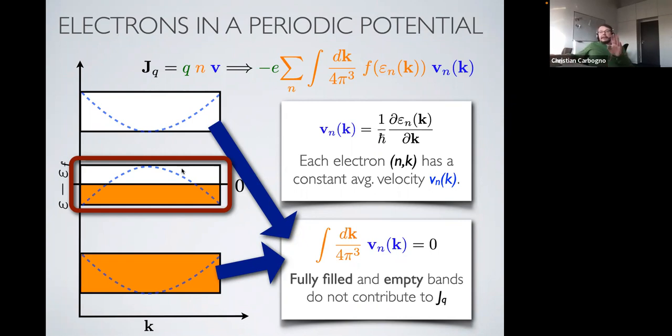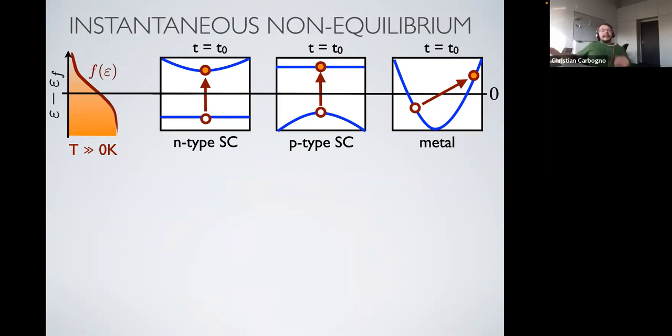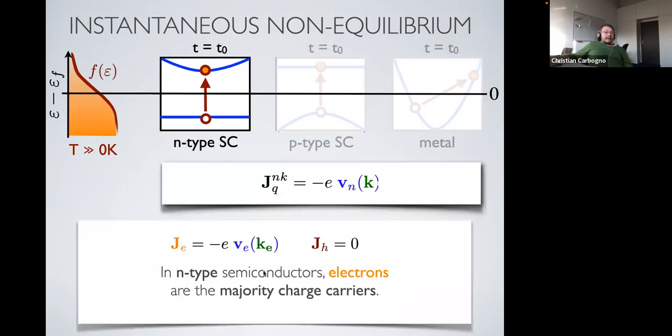And here we typically disentangle three different kinds of situations. We can have so-called n-type semiconductors. This means that here the electrons are the main charge carriers. It's basically a situation like that where we have excited an electron from the valence band into the conduction band.